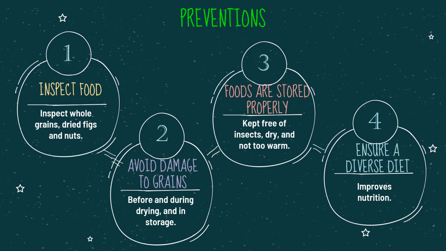Then, avoid damage to grains before and during drying and in storage, as damaged grain is more prone to invasion by molds and therefore mycotoxin contamination. Next, make sure that food is stored properly to keep it free of insects, dry, and not too warm. Lastly, ensure a diverse diet. This not only helps to reduce mycotoxin exposure but also improves nutrition.